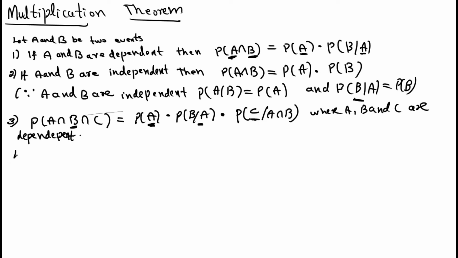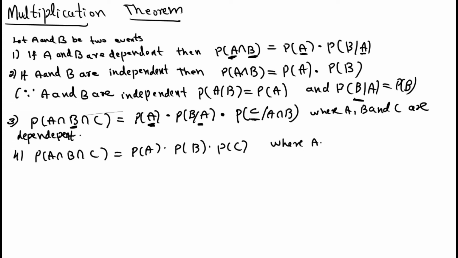Then in case of independent events, probability of A intersection B intersection C is equal to probability of A into probability of B into probability of C, where A, B and C are independent events.